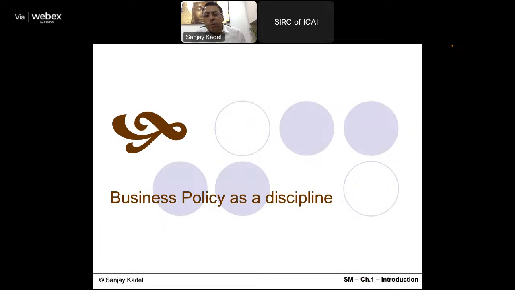Similarly, strategic management. Similarly, business policy. When we talk about strategic management, it is covered under a bigger, wider concept of business policy. And this business policy, over the years, based on the writings of many authors, has become a discipline, meaning a formal body of knowledge. This is the meaning of the statement business policy as a discipline.